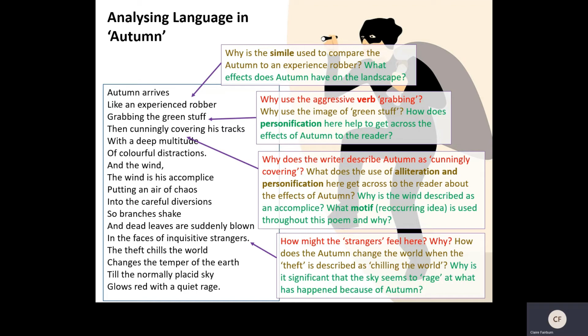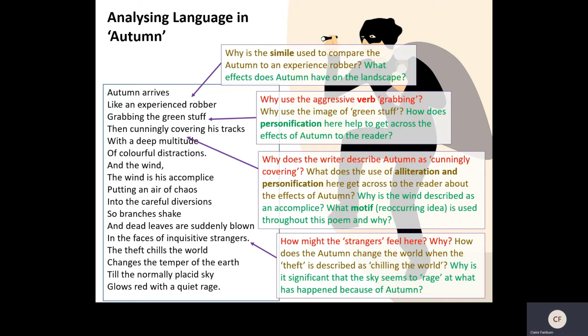So let's have a look at the questions at the top. So why is the simile like an experienced robber? Why has that been used to compare the autumn to an experienced robber? Okay, what effect does autumn have on the landscape? So what I'd like you to do is write an answer to that in a paragraph in your exercise books.